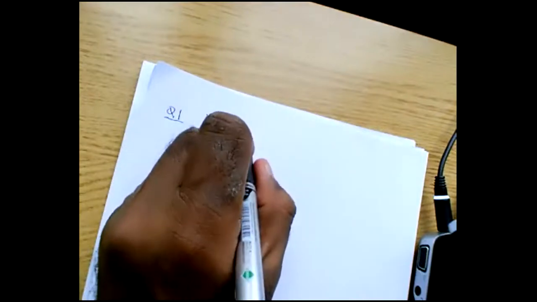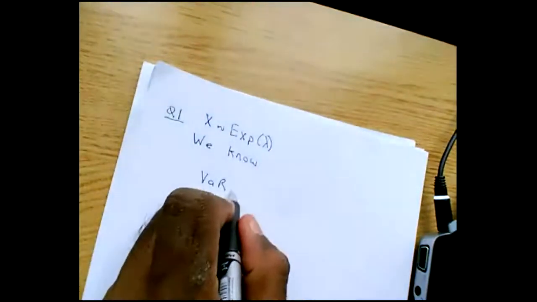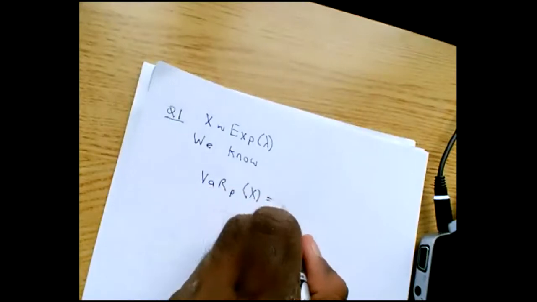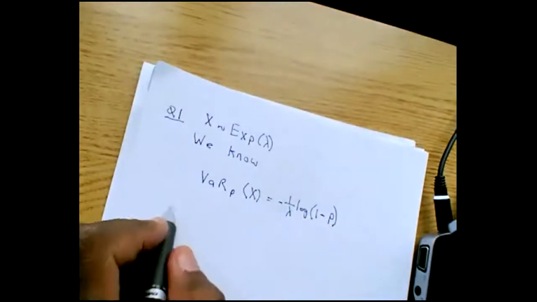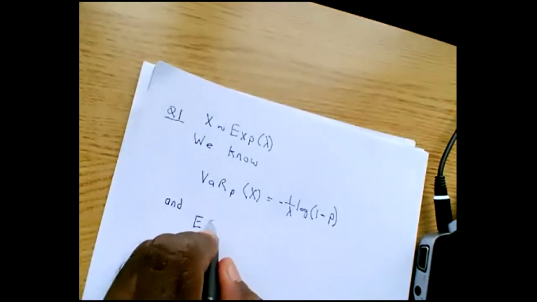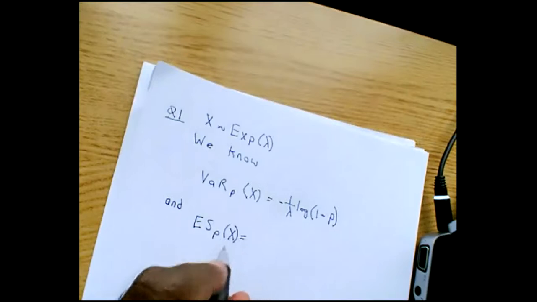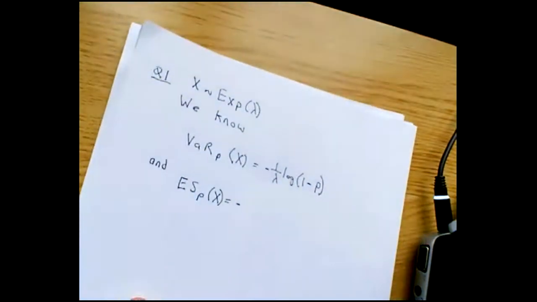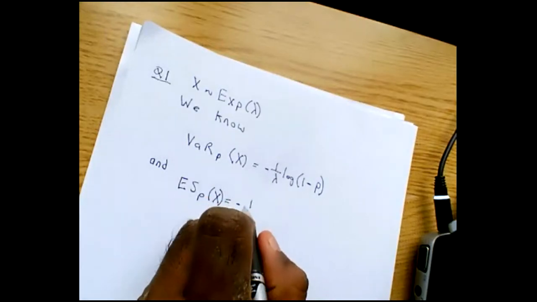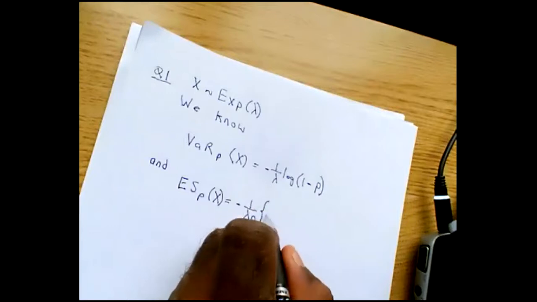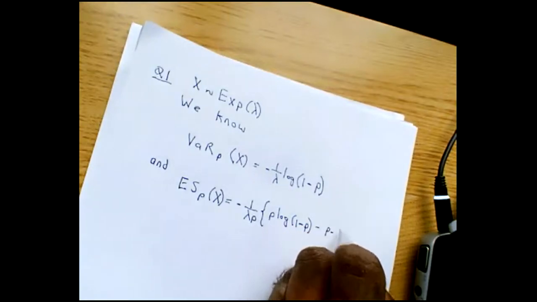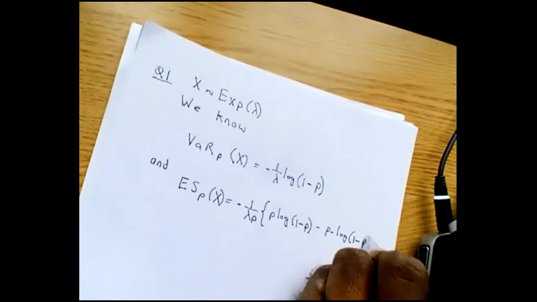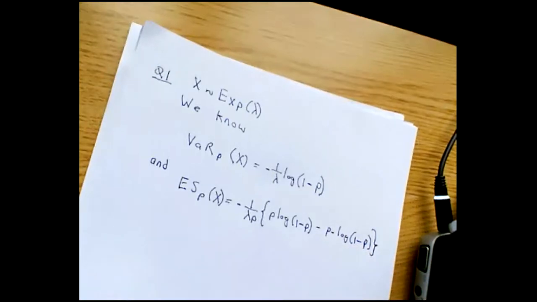X has the exponential distribution with parameter lambda. The expression for VaR for the exponential is given by this. And the expression for expected shortfall is given by this. We did this as an example a couple of weeks ago, you may recall. Now the question is to find the maximum likelihood estimators for VaR and ES.